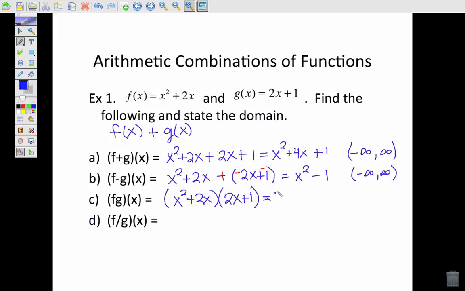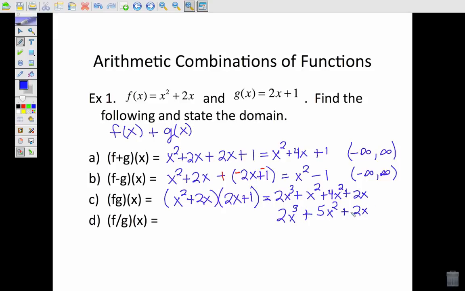You have x squared times 2x would be 2x to the third. X squared times the 1 is plus x squared. 2x times 2x is 4x squared. And then 2x times the 1 is plus 2x. Combining my like terms, 2x to the third plus 5x squared in the middle plus 2x. There's the product of f and g.